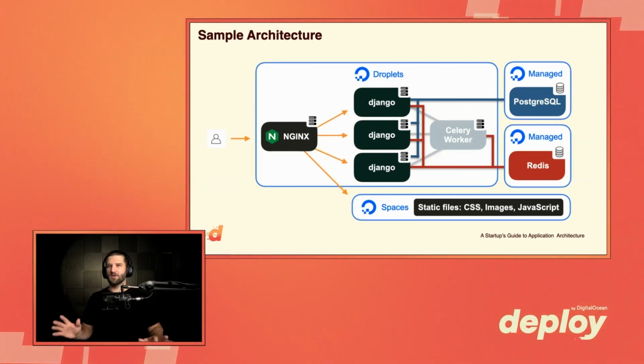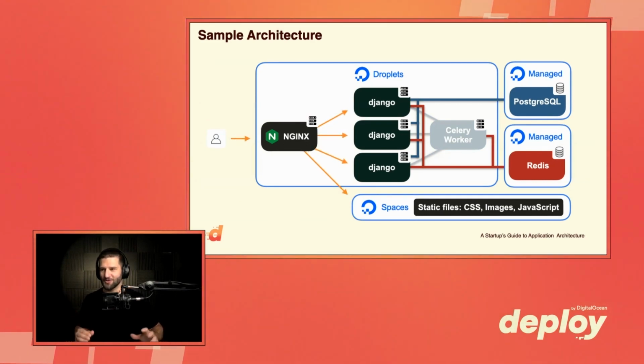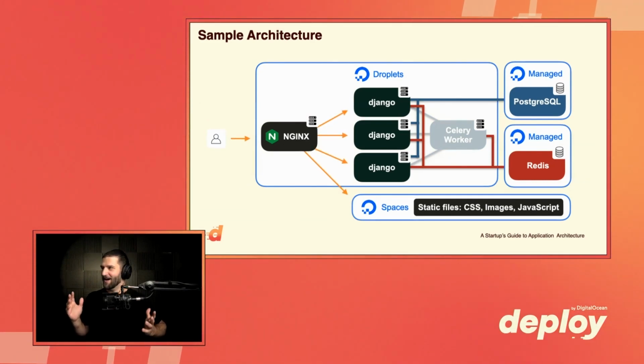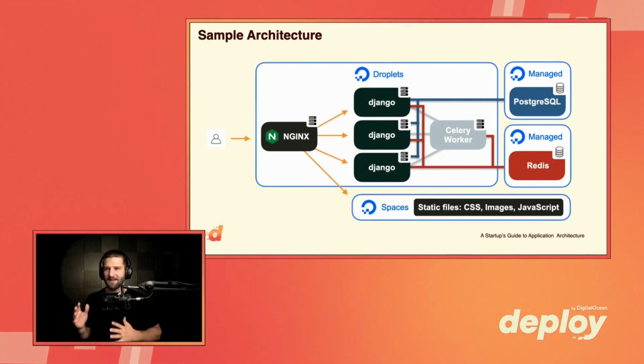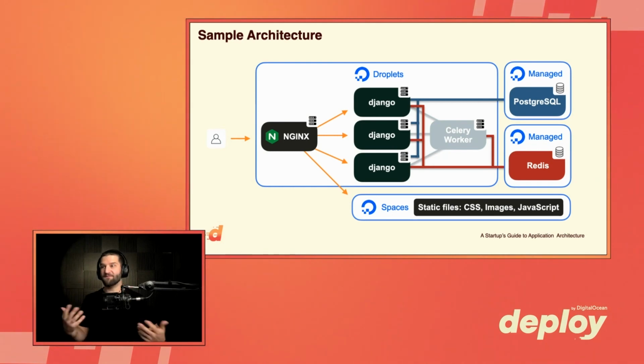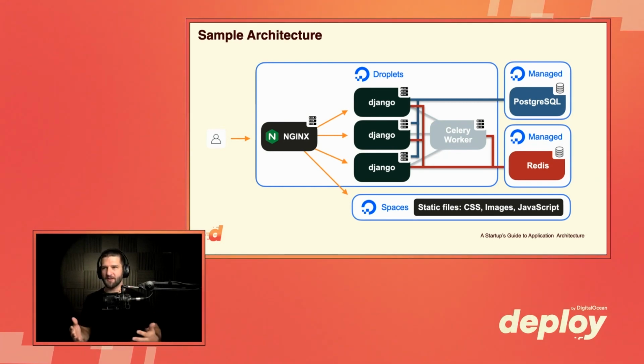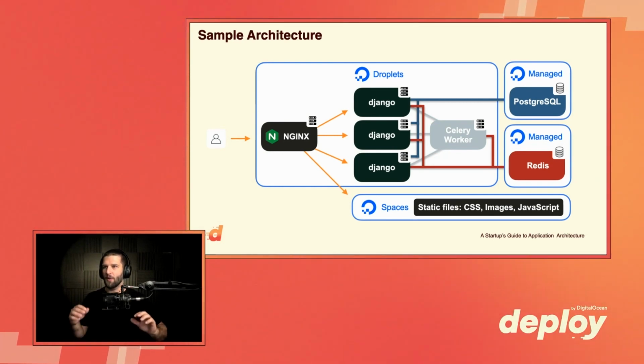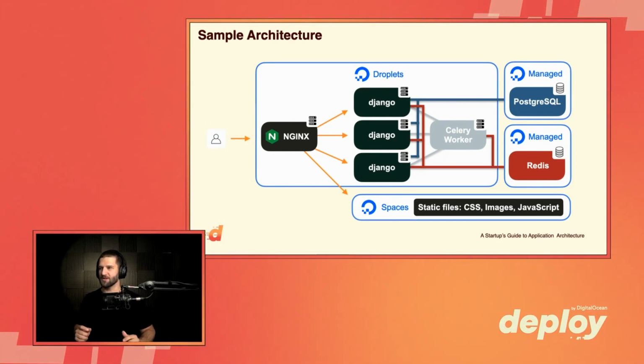Now, this entire sample architecture can be done on DigitalOcean, not as a huge promotion for DigitalOcean, but it can be done. And this is what's really cool, and it's really simple to do. In this case, we have 5 droplets that are running all of our various services. We have 1 for Nginx, 3 for Django, and 1 for a Celery worker.